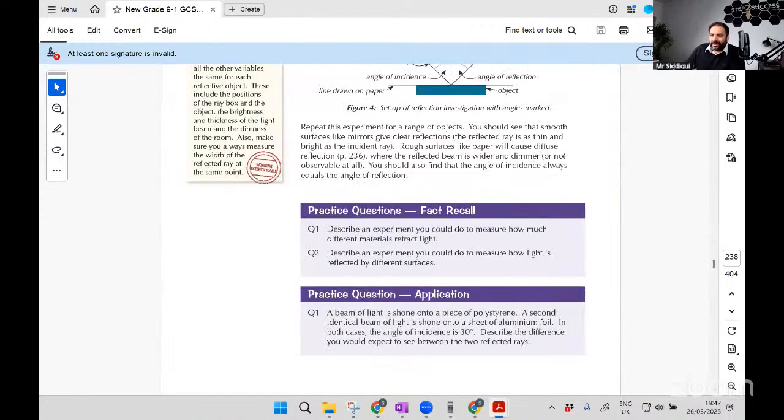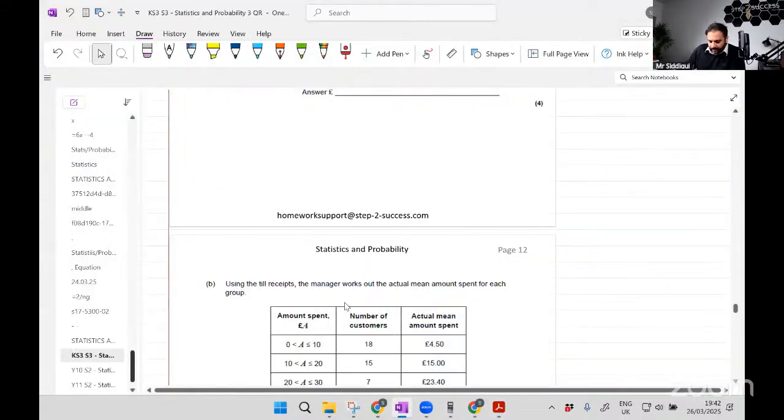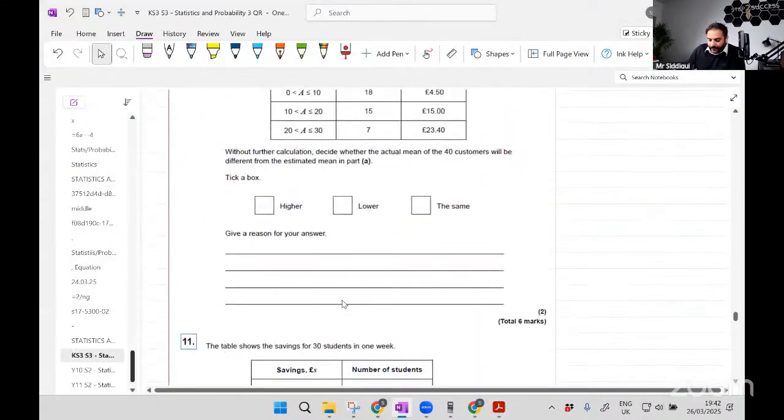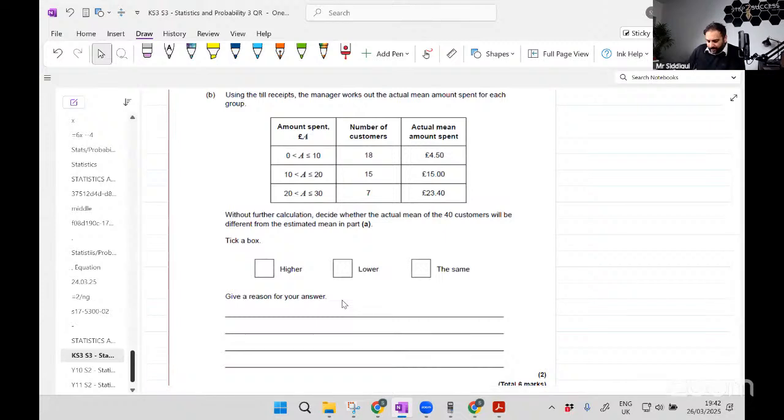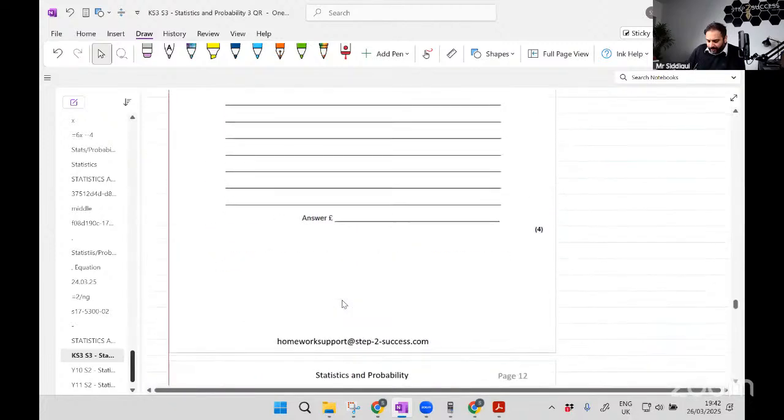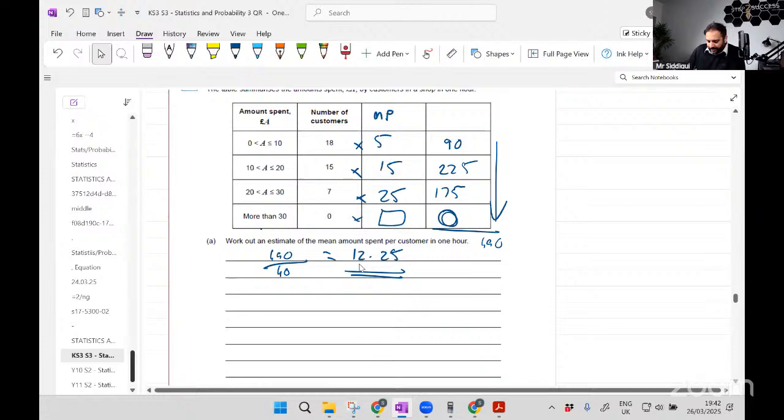Oh, B for number 10. Apologies. Did I miss something? Oh yeah, I did. Sorry. Using the till receipts, the manager works out the actual mean amount spent for each group. Without further calculation, decide whether the actual mean will be different from the estimated mean in part A. So we got £12.25.